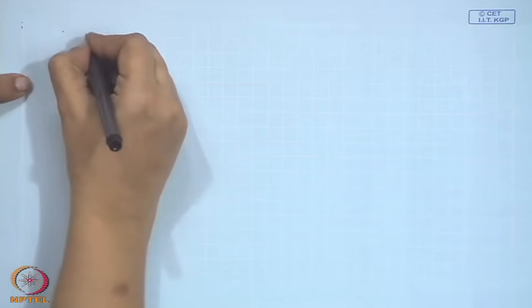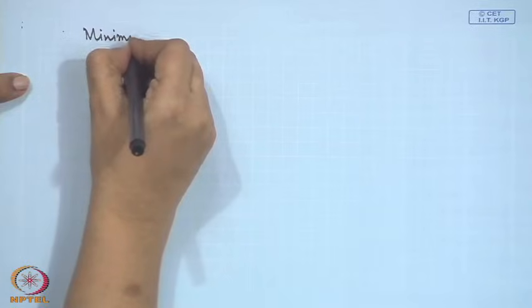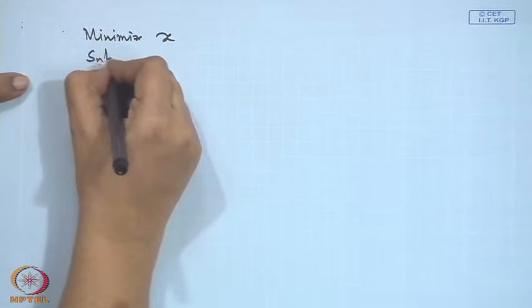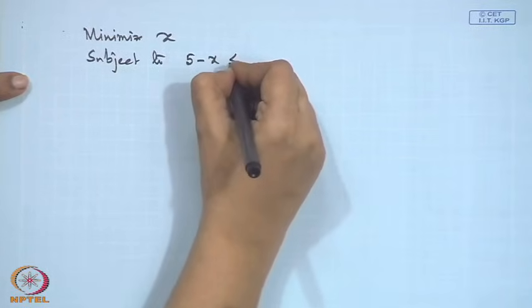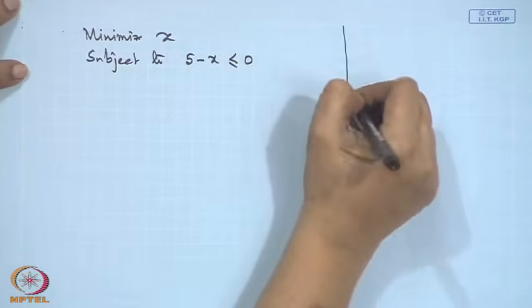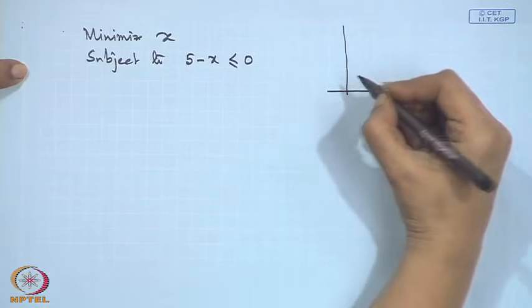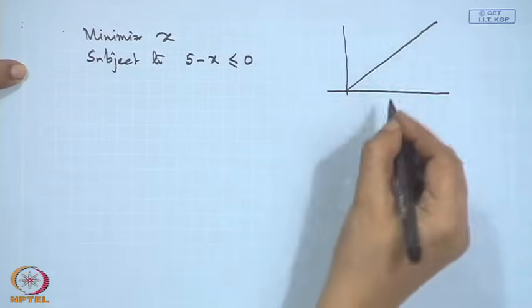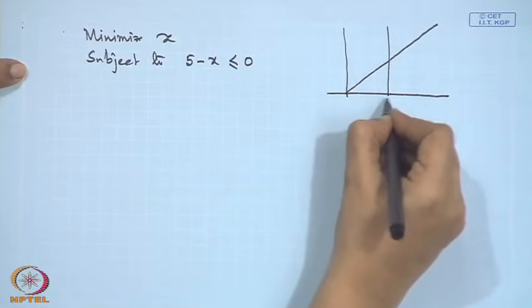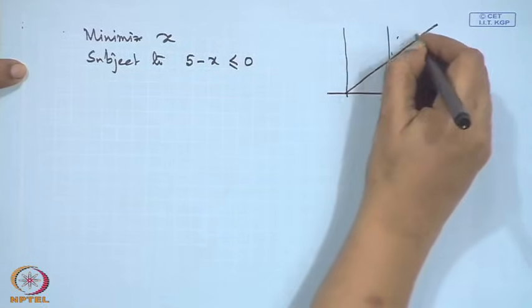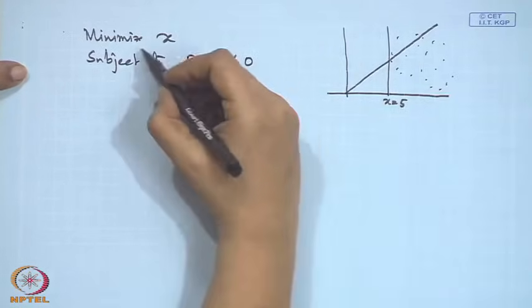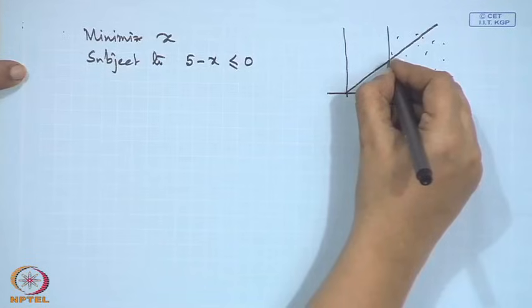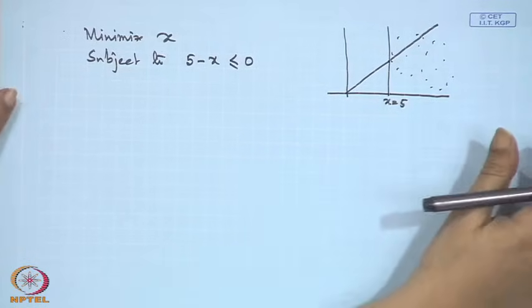Next I will show you how both functions are used. Let me consider one simple example: minimize x subject to 5 minus x less than or equal to 0. If I draw it, and this is x equal to 5, this is the feasible space for us: x greater than or equal to 5 is the feasible space, and minimizing x means certainly at x equal to 5 the solution is coming. This is a simple problem we have considered.